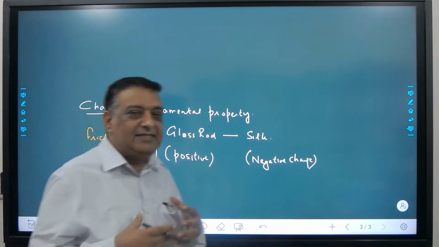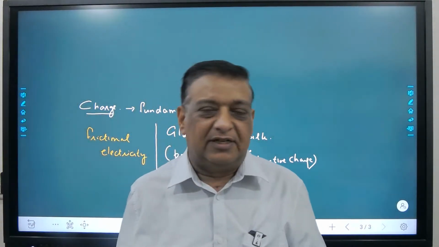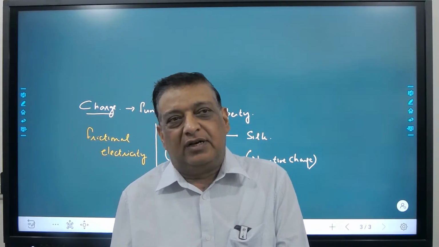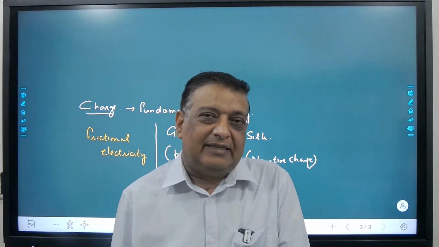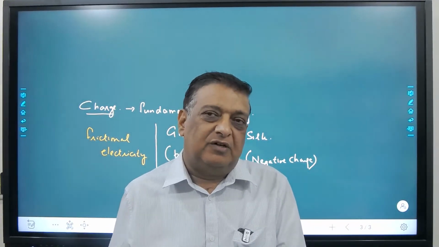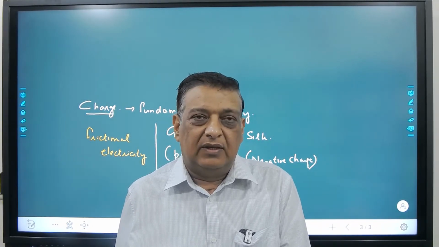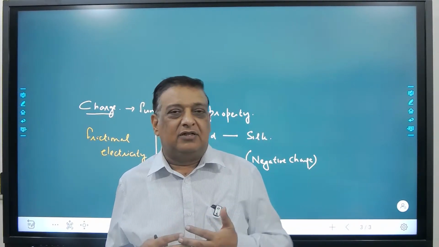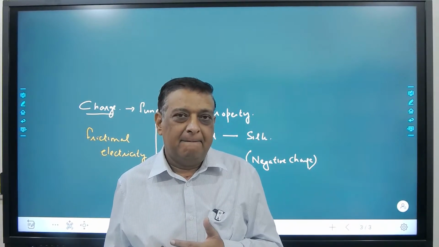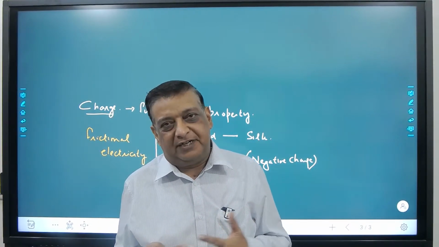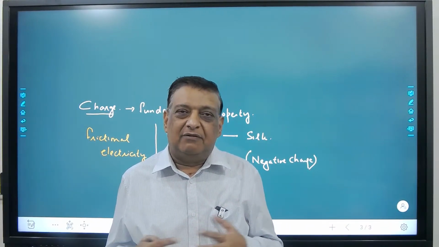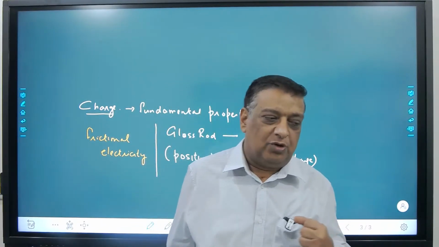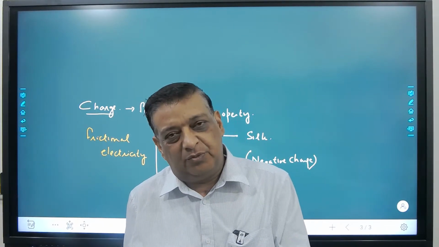When you rub two bodies against each other, you are doing some work against the frictional force. When you do work against the frictional force, you are giving energy to the system, and that can be used to transfer electrons from one body to another. Which body will gain electrons and which will lose electrons? That depends on the electron affinity. The body having greater electron affinity to attract electrons will gain electrons, and the other body will lose electrons. So when you rub two bodies, electrons are transferred from one body to another.